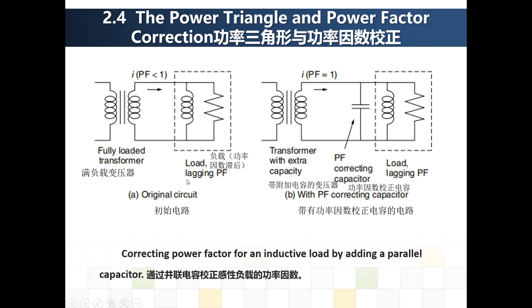This left side graph shows the normal condition. Most of the load is an inductive load with some resistance. And in order to correct the power factor, we usually add a capacitor in parallel with the inductance. So this will help to reduce the phase angle between the voltage and the current, and have more power be utilized by the resistive load.